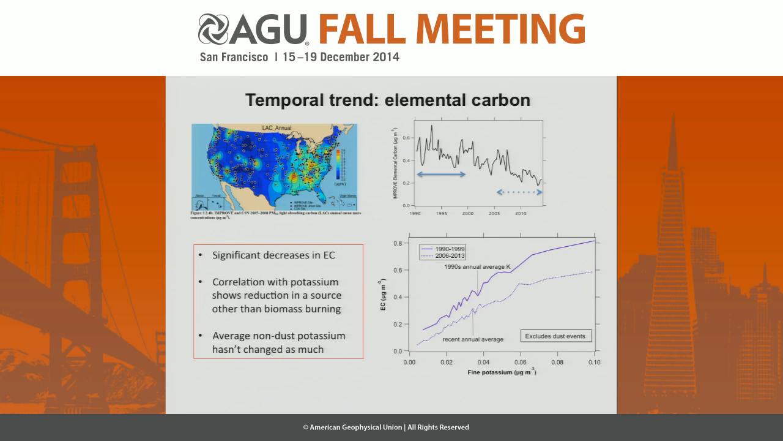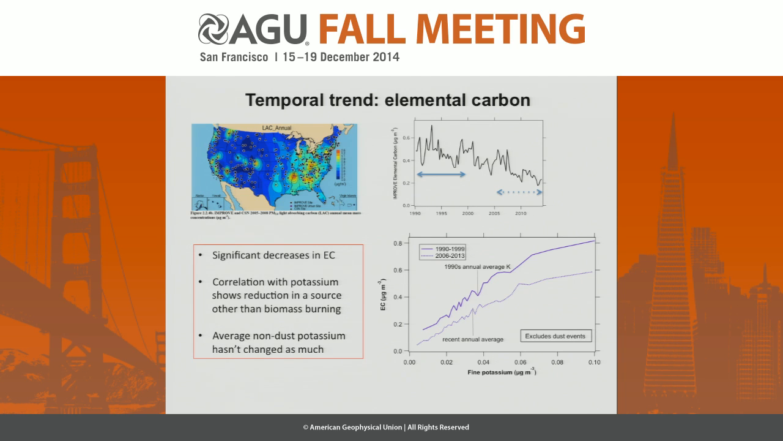So there are also temporal trends in other species. Elemental carbon is also high in the southeast U.S. compared to the rest of the country. It has also decreased. And you can try to look at the reasons for this decrease by comparing it to potassium. Potassium is emitted by biomass burning. It's not emitted by diesel trucks. I've excluded dust events, because dust has potassium, and looked at the correlation between elemental carbon and potassium for the early and late portions of this time period.